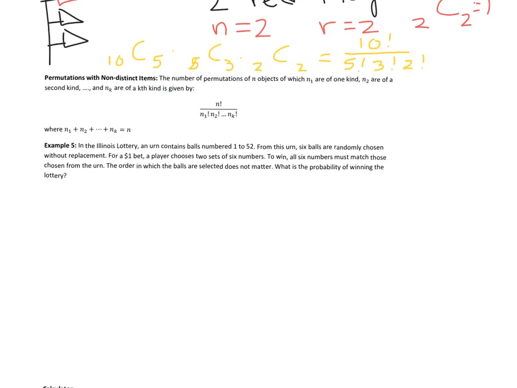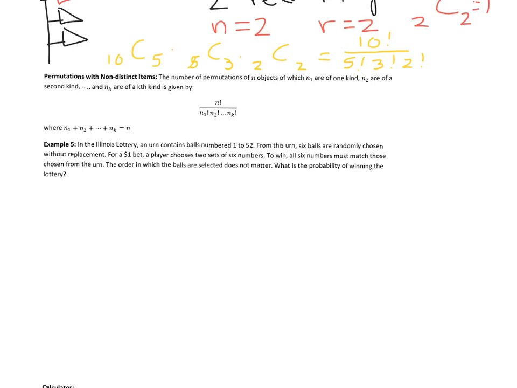And that's actually how we derive our formula down here for permutations with non-distinct objects. We have a very similar formula here, and you can relate that formula back to what we have.